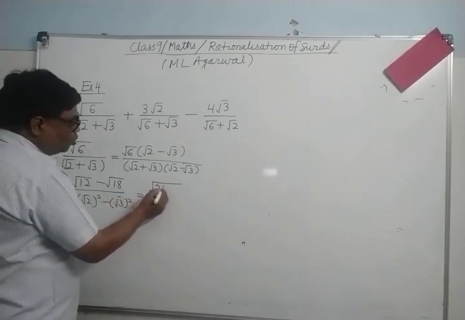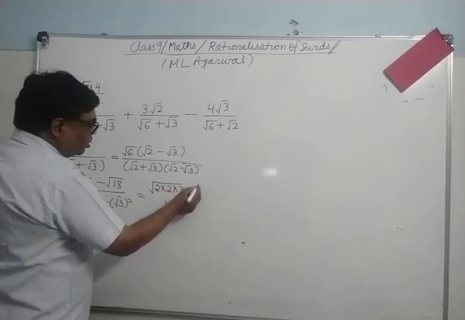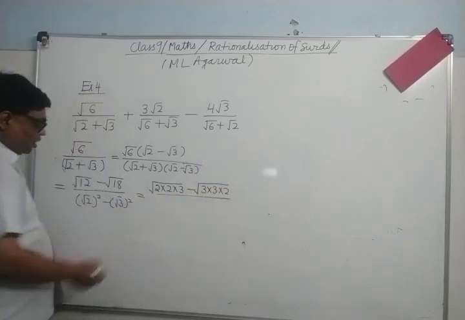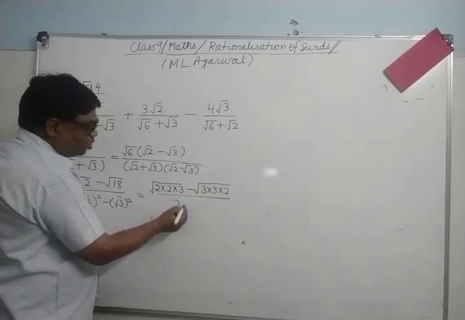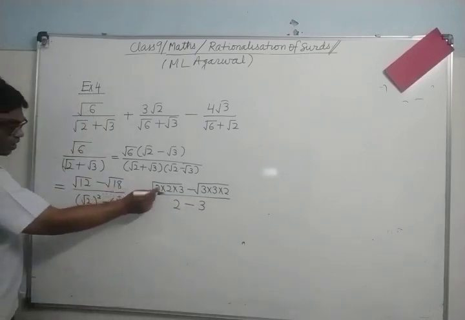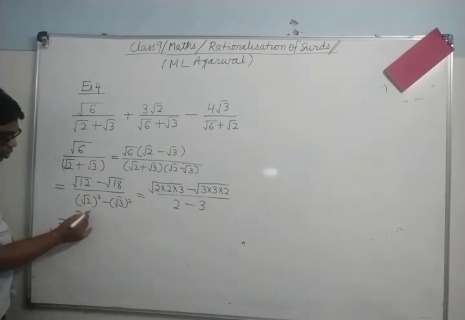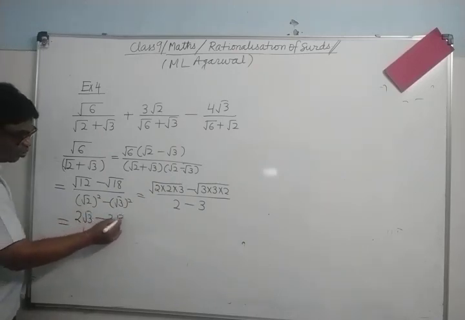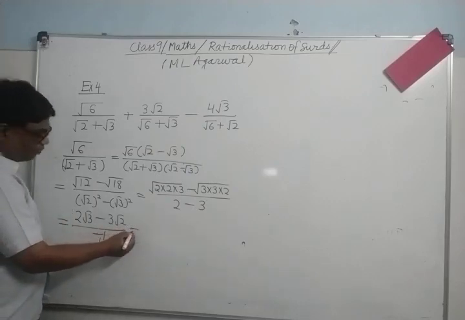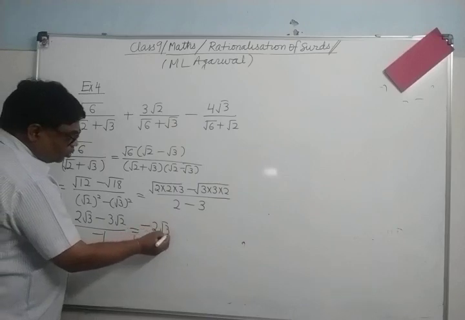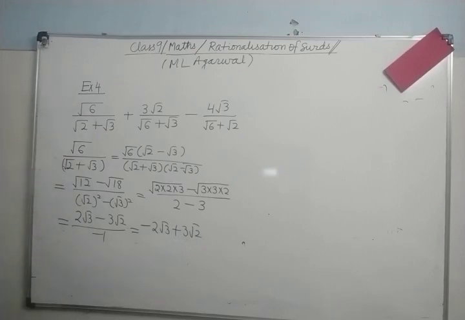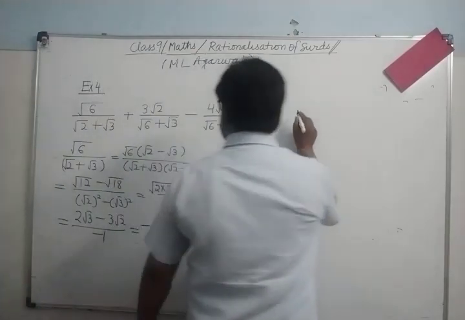√12 is what? 2 2s are 4, 3 is left. √18 is what? 3 3s are 9, 2 is left. And here √2 square is 2 minus 3. So here in the numerator a pair of 2 has formed, so it is 2√3 minus 3√2, denominator minus 1. So when this minus goes up, what will happen? It will become minus 2√3 plus 3√2. Its value is this.